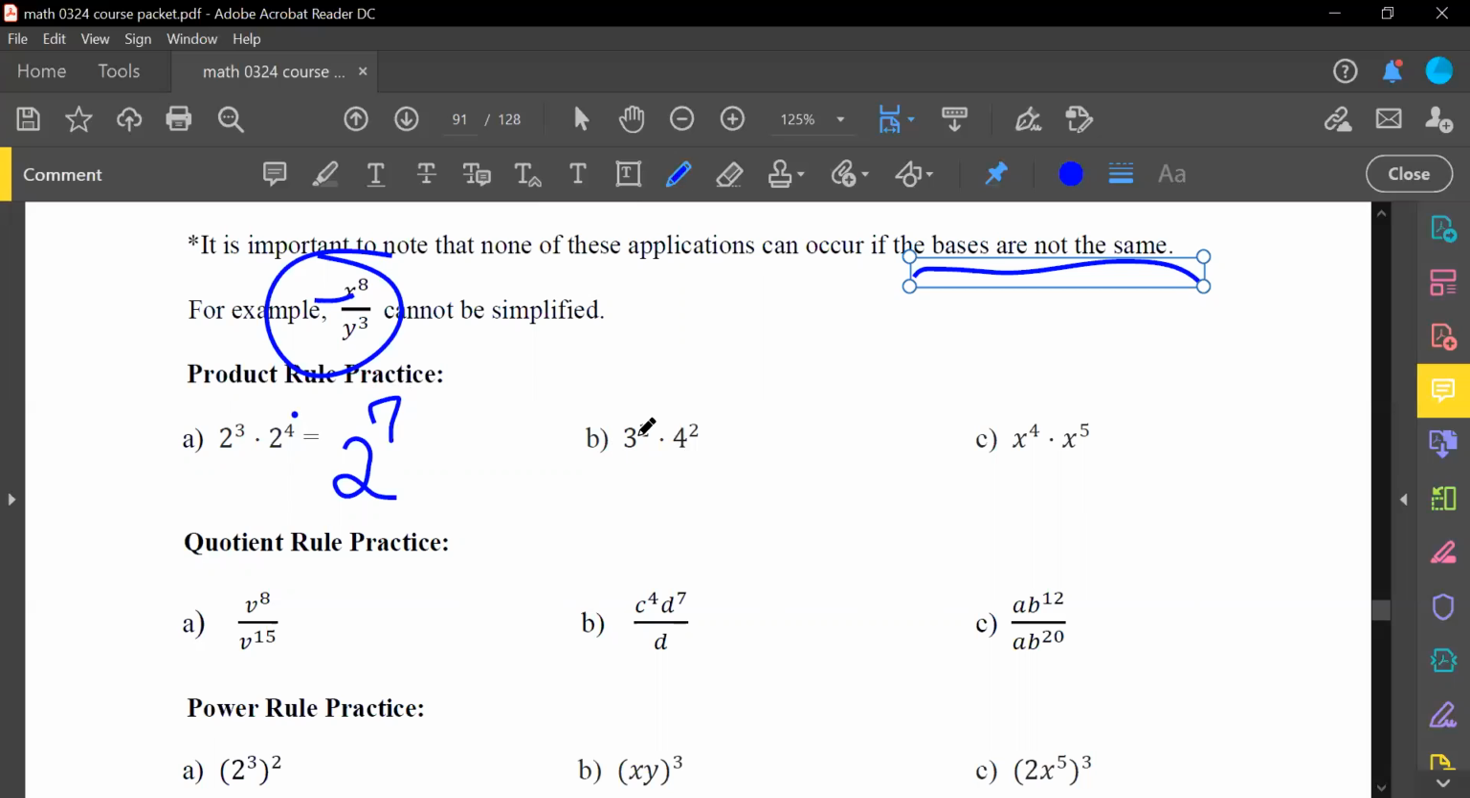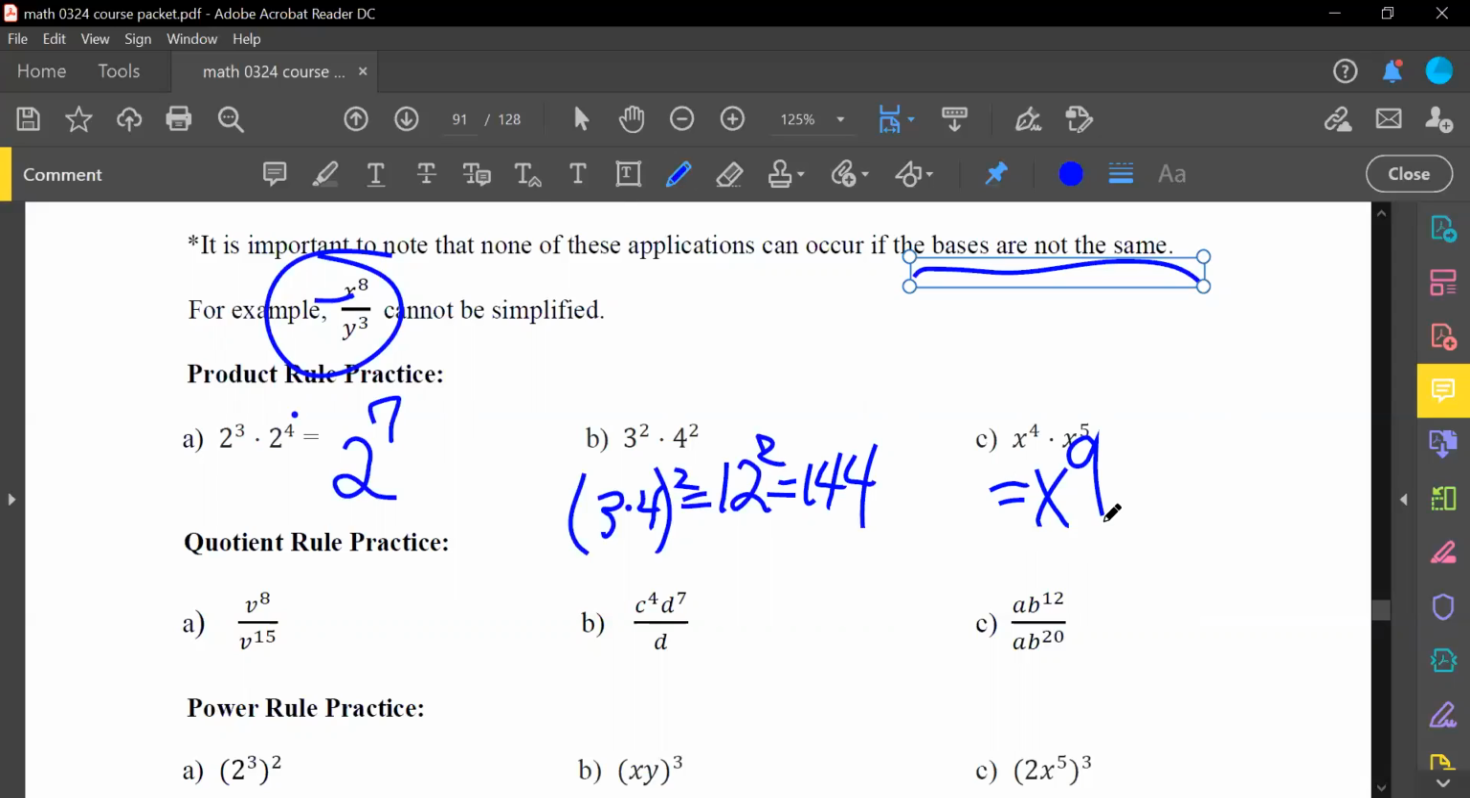All right. So the second one is that power rule. I know that I can take the 2 and rewrite this like this if I wanted to. And I could simplify this. 3 times 4 is 12, and 12 squared is 144. Okay. All right, so C, real simple. I ask myself, what am I doing? I'm multiplying, and I know what I'm multiplying. I add the exponents, keep the base, so it's x to the, let's see, 4 plus 5 is 9. Okay. All right, so quotient rule. Basically, take the bigger one, it's going to go on the bottom because the bottom's bigger. So I just do 15 minus 8 is 7. So that's 1 over b to the 7th.